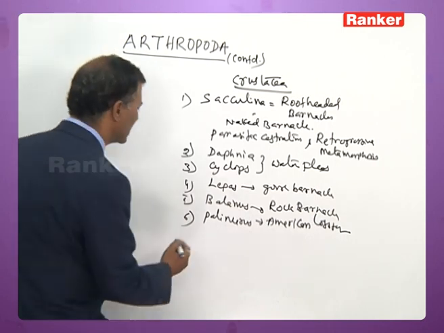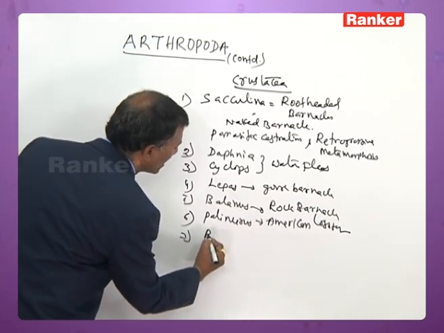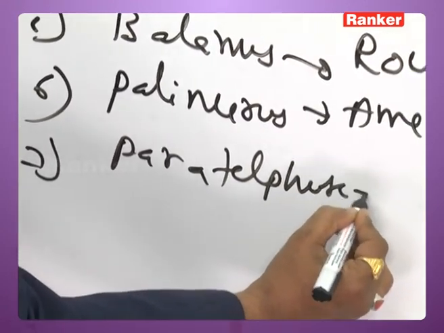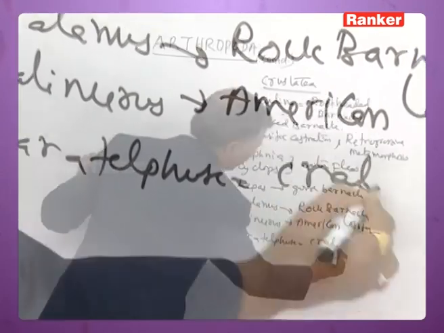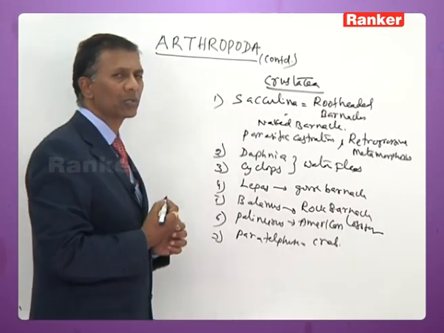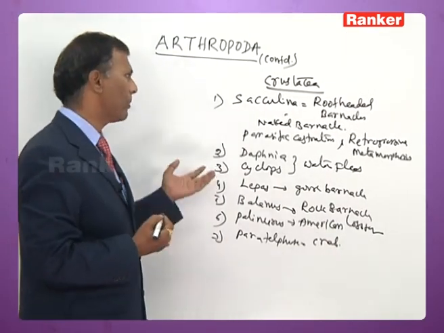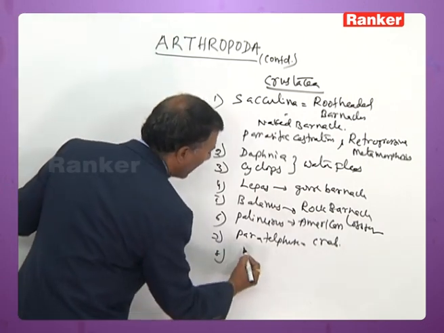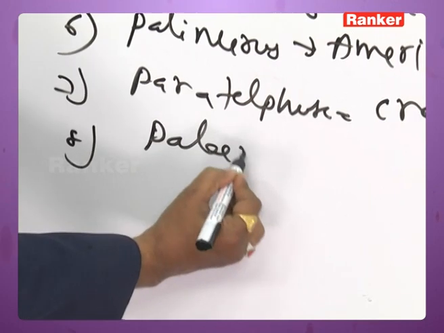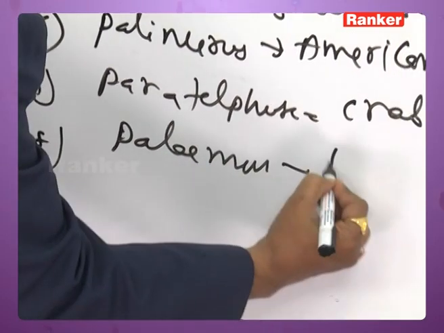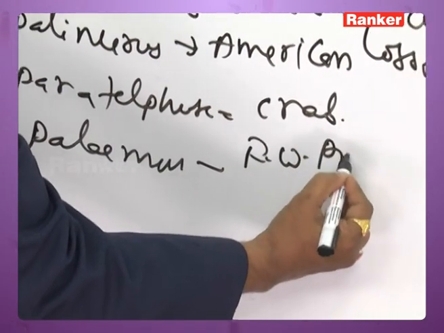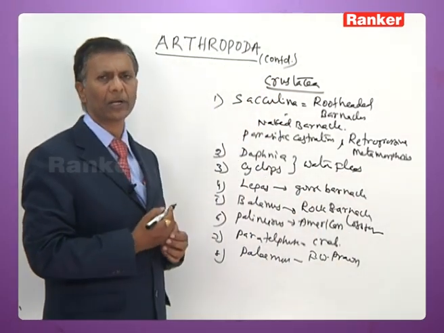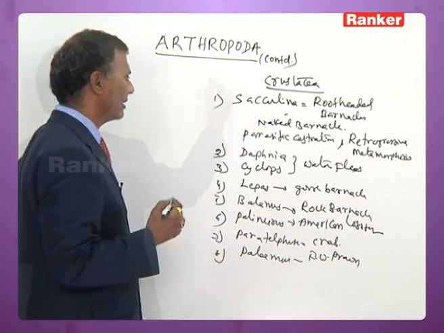Okay, next is Paratelfusa. That is a crab, also belongs to this particular group. So the important examples for Crustacea. Next you can write Palaemon, freshwater prawn. So these are all important examples for class Crustacea.